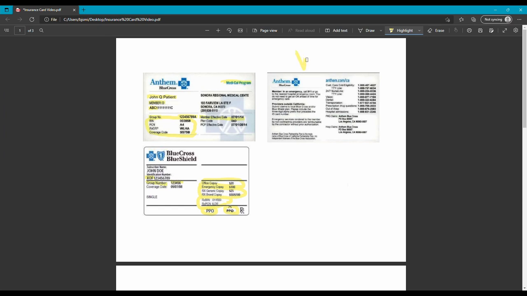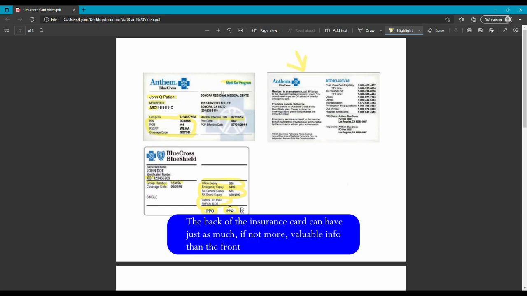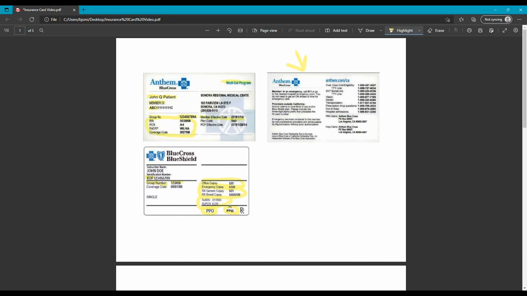The back of the card right here is super important. A lot of people are really bad at remembering to flip cards over, but it also has valuable information, not just the front. So the things that are important to know on the back of the card are where the claims are going to go.